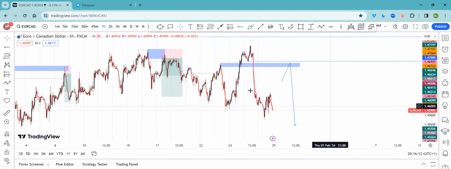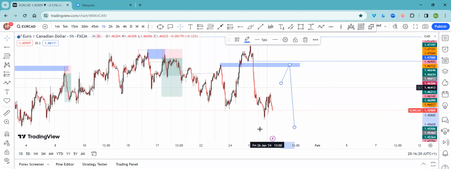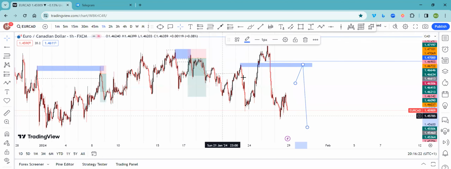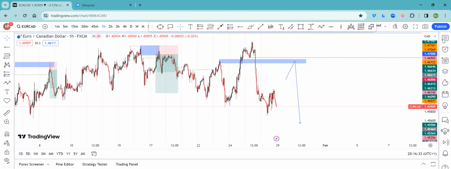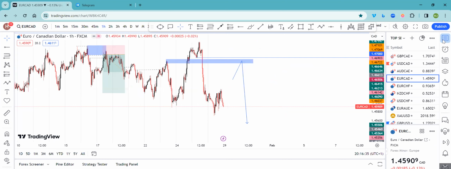This is what I'm also expecting: possibly for them to fill this inefficiency or this key level. Any of these two zones, I'll be looking to short Euro card, since the market is already bearish. With the kind of vibe the market is giving me, it's a very nice one. So we'll be looking to sell around this area with confirmation. That is also my Euro card.